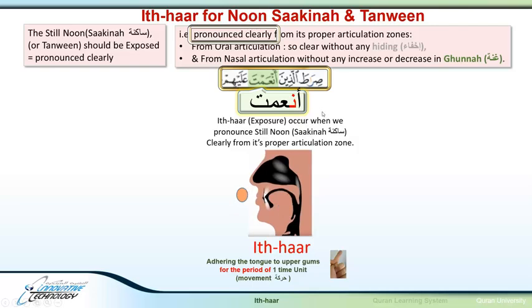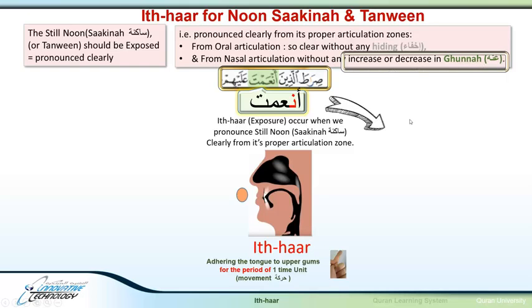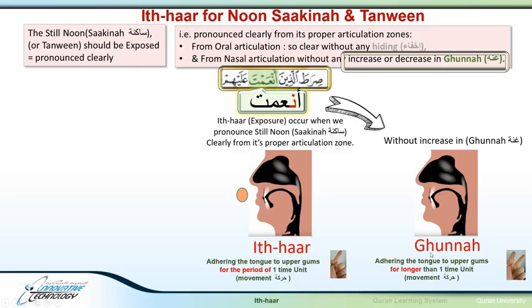Now let's compare this to the increased time associated with the ghunnah. The acceptable time for ghunnah should not exceed 2 units, 2 movements. أنعمت with a ghunnah, as we have just heard. That's okay, but exaggerating it for more than that, more than 2 units, is not acceptable.